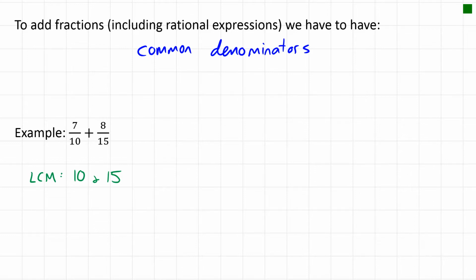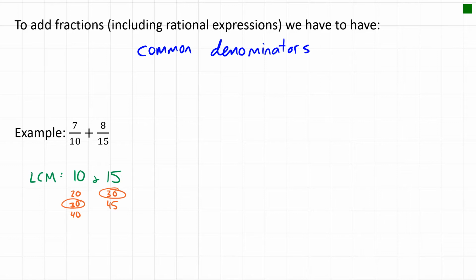There's a few ways to do it. One is just to make a list of multiples of each. So 10 times 2 is 20, 10 times 3 is 30, 10 times 4 is 40. So those are the multiples of 10. And for 15, 15 times 2 is 30, and then 45, and so on. But pretty early on, we can see that the lowest common multiple of 10 and 15 is 30.